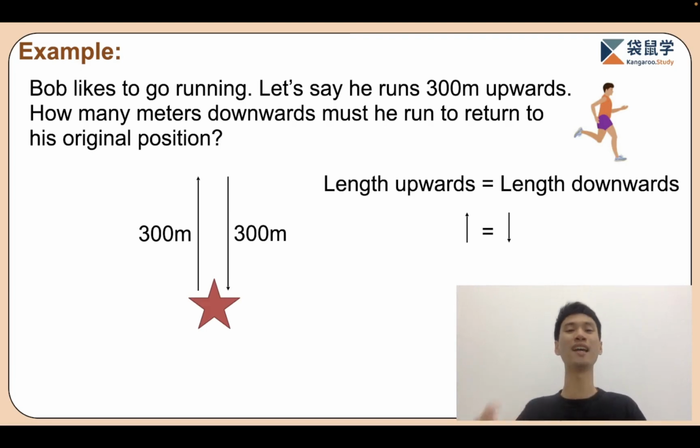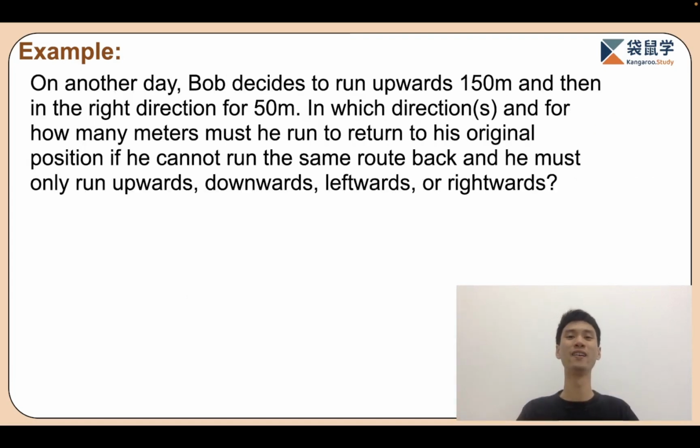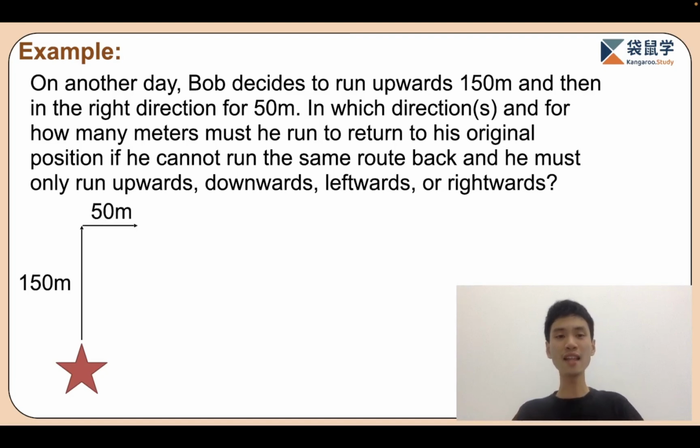Now, let's complicate this example a little bit more. So, let's say on another day, Bob decides to run upwards 150 meters and then in the right direction for 50 meters. In which directions and for how many meters must he run to return to his original position if he cannot run the same route back and he must only run upwards, downwards, leftwards, or rightwards? So here Bob first runs up 150 meters and then to the right 50 meters. Now he has to return to the star. How can he do that if he cannot go back the same way?